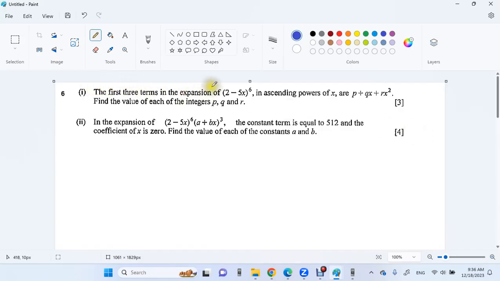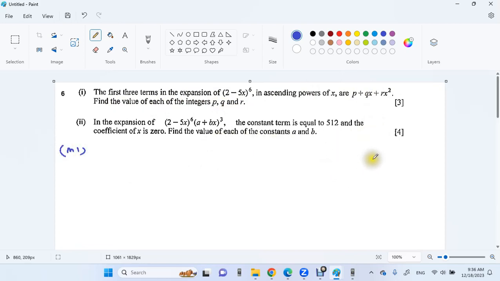The first three terms in the expansion of (2 minus 5x) to the power 6 are p plus qx plus rx squared. Find the value of each of the integers p, q, r. So for this one, I will prefer using Pascal's triangle.